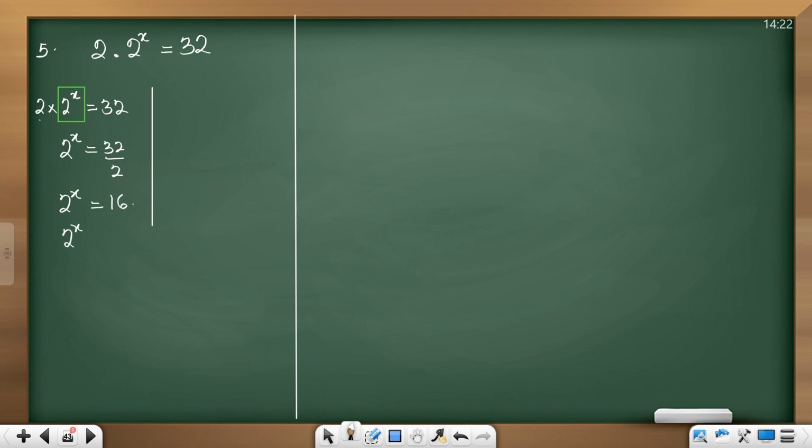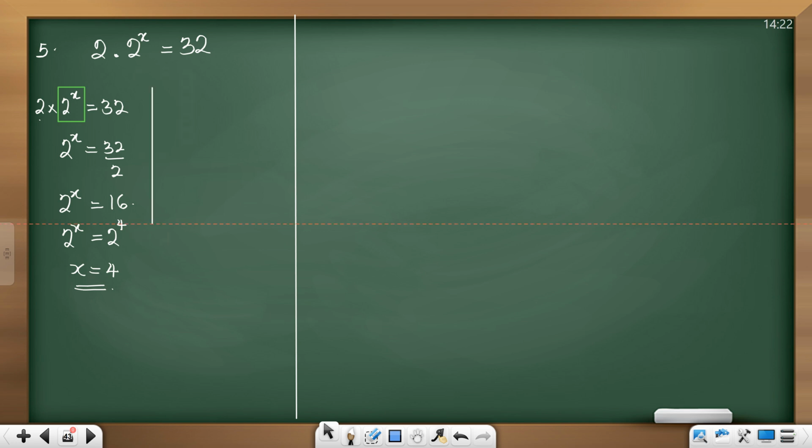Can I write 16 as a base of 2? Lovely. 2 to the power 4. So what is x? Since the bases are the same, I equate the exponents, or equate the powers rather. Equate the powers. x equals 4. Interesting.